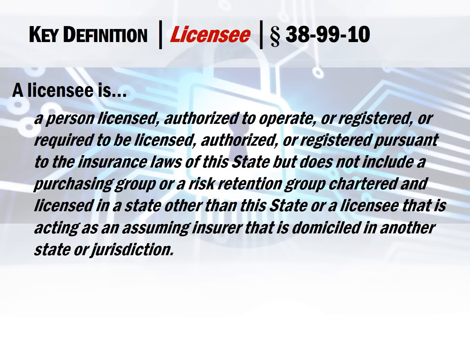So again, our first key definition is licensee, and that again is a person that is licensed, authorized to operate, or registered under the insurance laws of South Carolina, but it does not include a purchasing group, a risk retention group, or an assuming insurer if one of those groups is chartered, licensed, or domiciled in another state. So again, that could include, from the individual level, producers, adjusters, bail bondsmen, etc., or pretty much any insurance licensee that is doing business in the state of South Carolina.